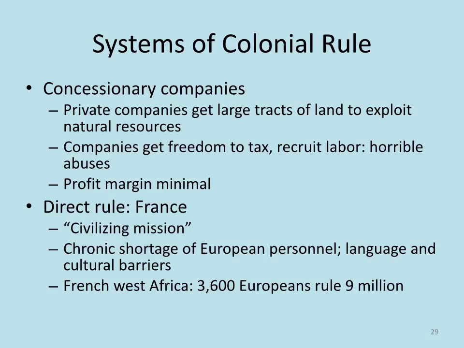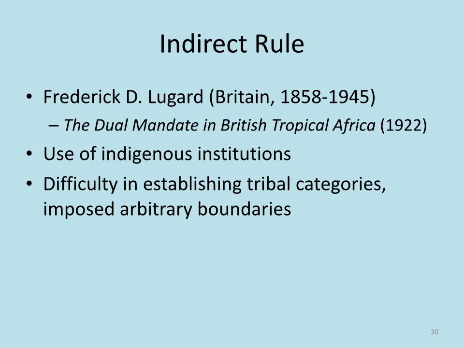French West Africa is going to have about 3,600 Europeans controlling and dominating over 9 million Africans. This is how powerful they are in regards to everyone else. Now, indirect rule, which is a little bit friendlier than direct rule, is going to be used by the British.